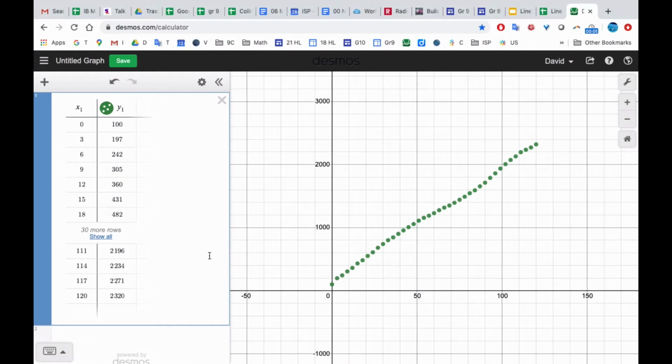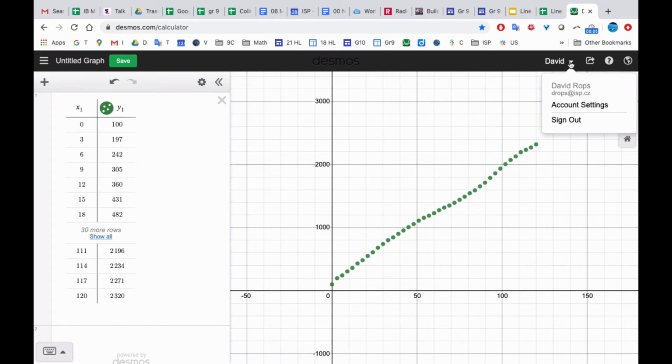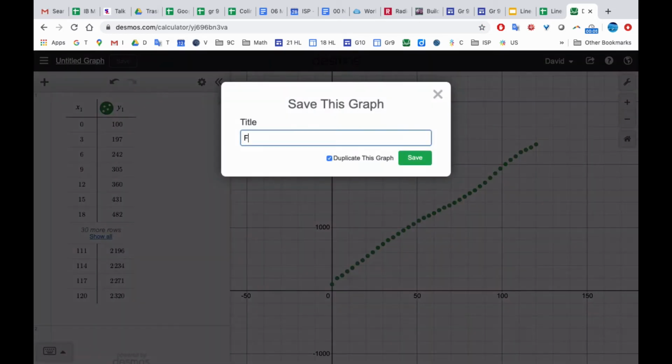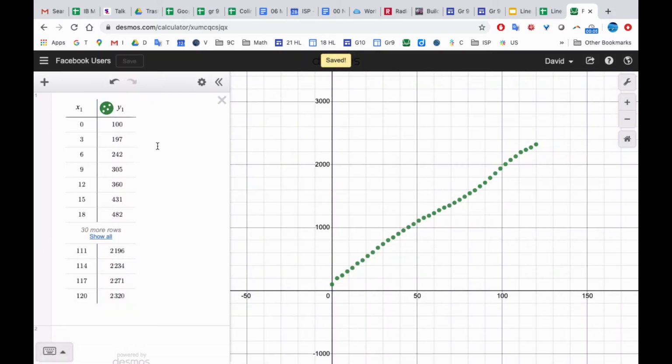All right, so you have this. I highly recommend that you come along, log into Desmos. I'm already logged in here. And I would save this. Give it a title. This is Facebook users. Because you will want to be able to refer to this graph and use this document.